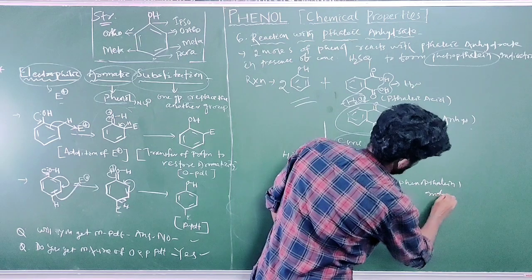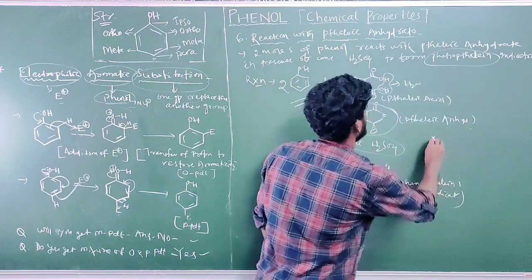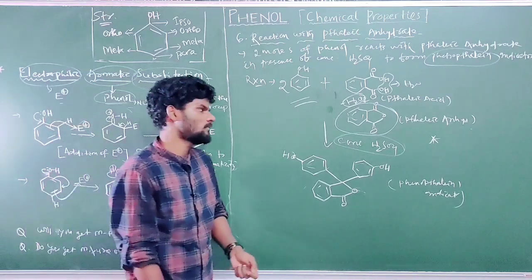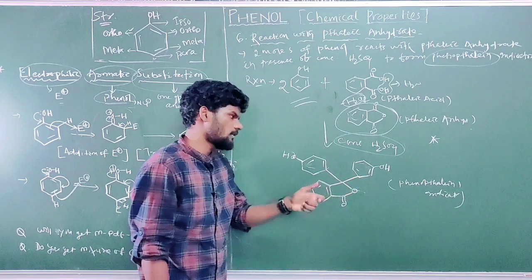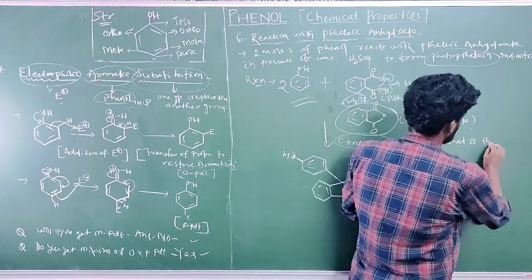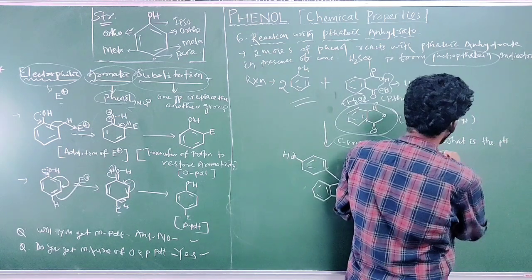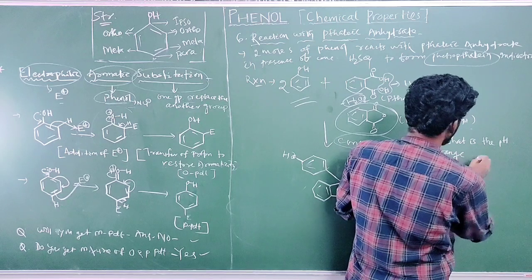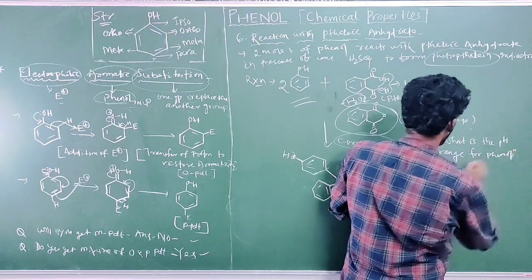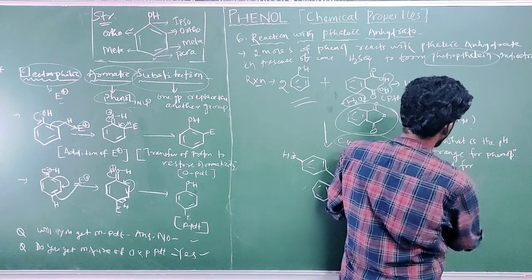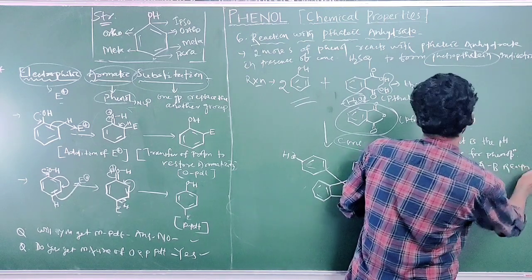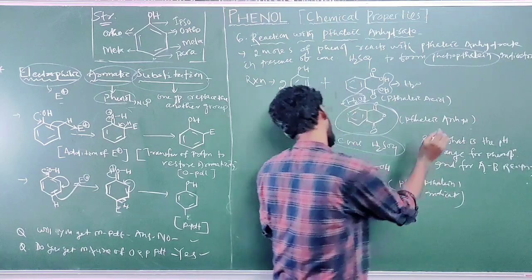I have a question for you. Phenolphthalein indicator is used in acid base titration. In which pH range do we use the phenolphthalein indicator? What is the pH range of phenolphthalein indicator for acid base reactions? This is a question for you, write it in the comment section.